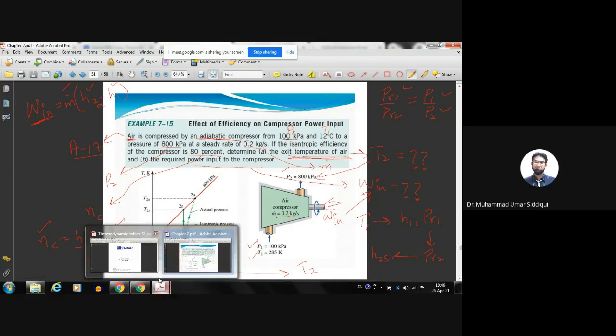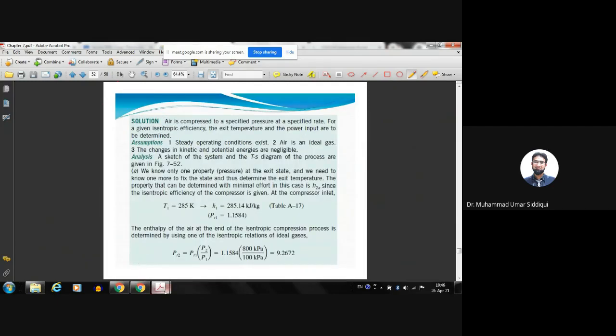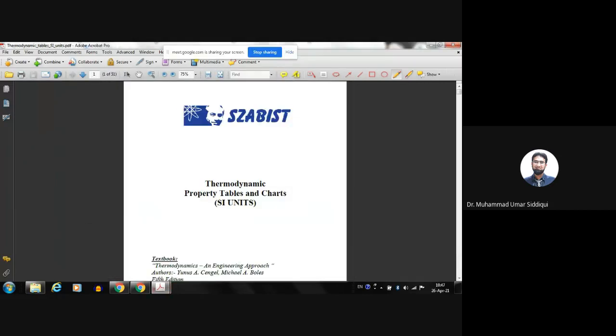So let's see the solution here. We have the initial temperature given, T1. Corresponding to T1, we're going to get H1 and Pr1. So if you look here, we're going to go into table A17.